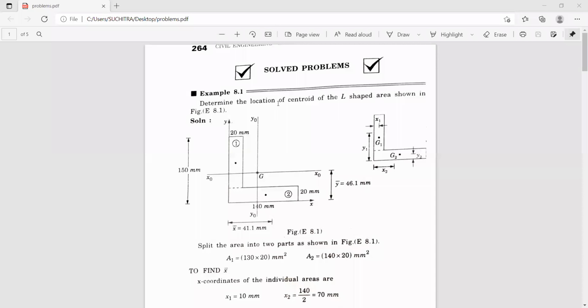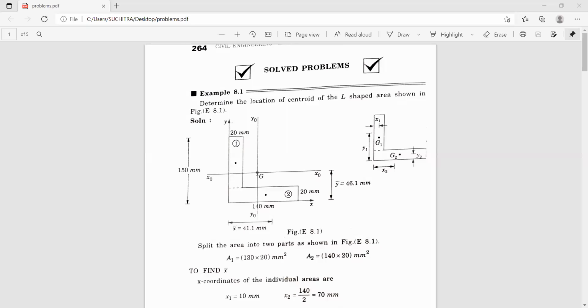Determine the location of the centroid of the L-shaped area shown in the figure. Here you have an L-shaped area and the dimensions are given. The width of this is 140 millimeters and this height is 20 millimeters. The total height from this point to this point is 150 millimeters and the width is 20 millimeters. So you need to find the centroid. Centroid means the point G, correct?